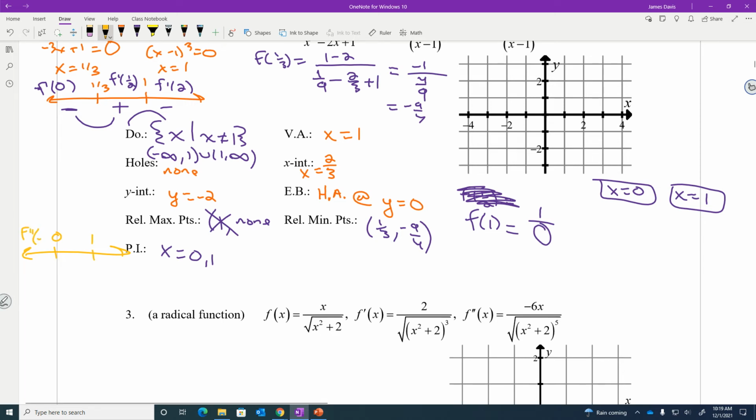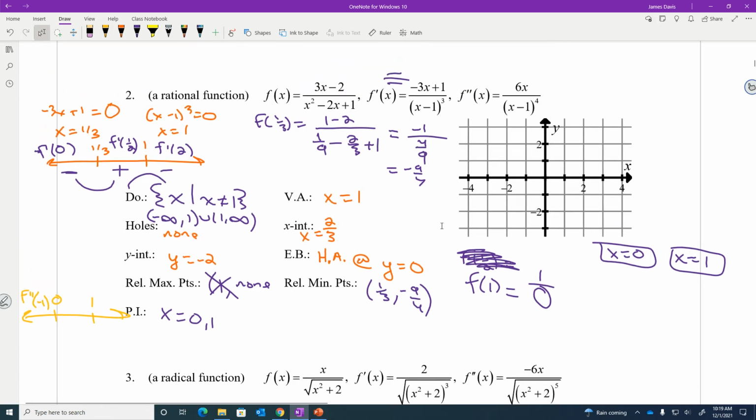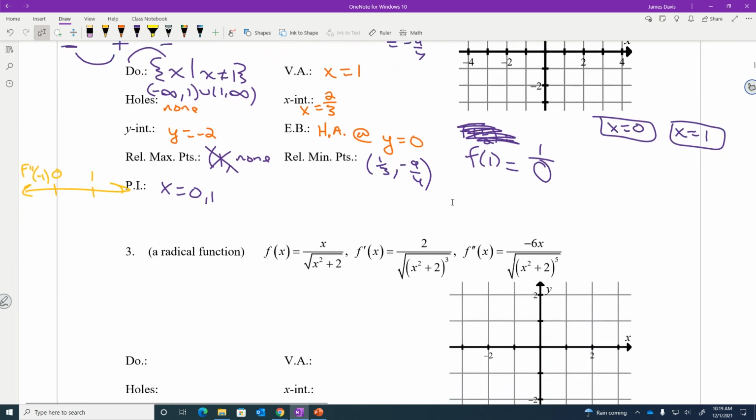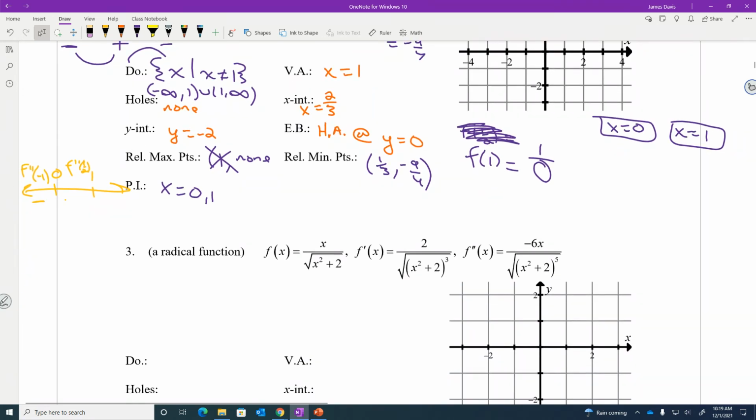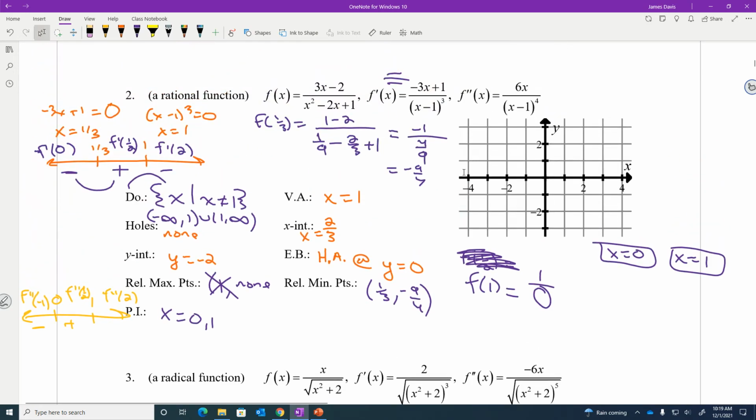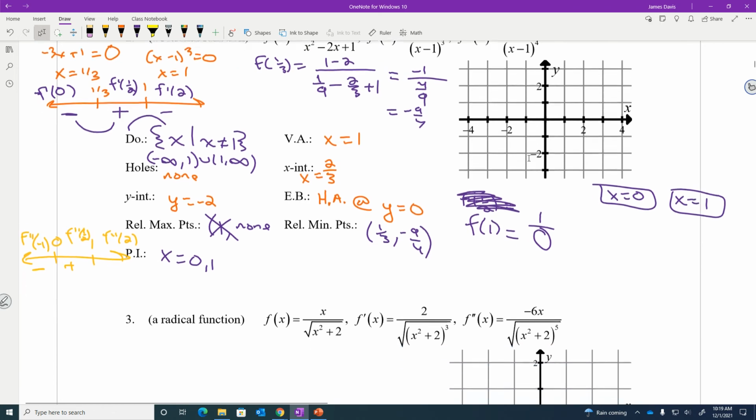So f double prime of, say, -1. Be a negative on top and a positive on the bottom, fourth power. So negative over positive is a negative. F double prime of 1/2 would give you 3 on top. So positive over positive, positive. And f double prime of 2, positive over positive, right? So positive.